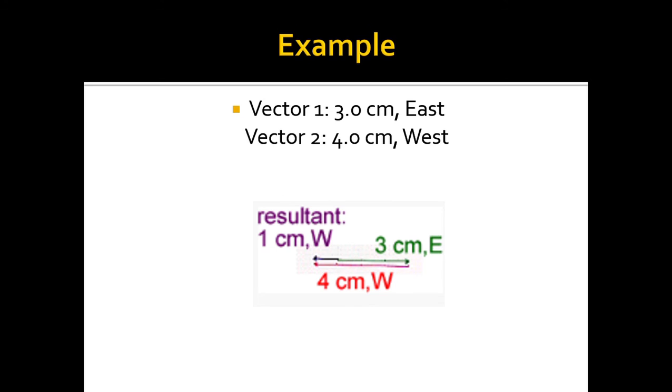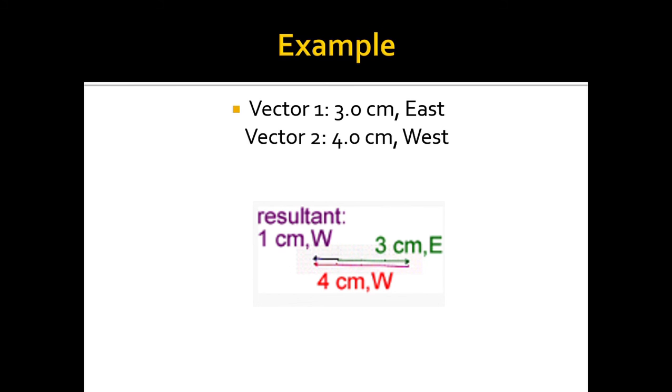And now here is an example of how we can combine 2 vectors. Vector number 1, 3 centimeters east, and vector 2, 4 centimeters west. Remember, east will be positive and west will be negative. So basically, our final result will be -1 centimeters. And of course, it will be heading west.